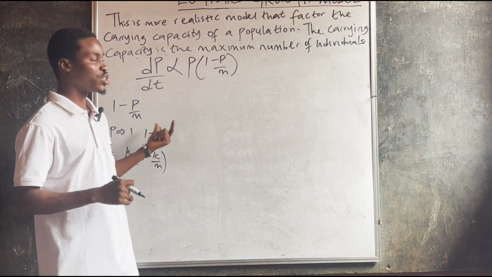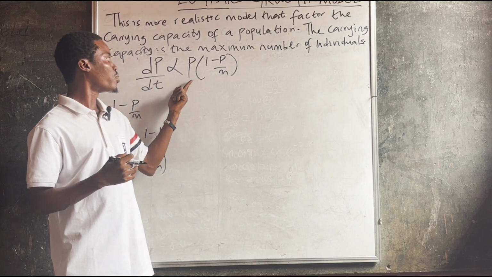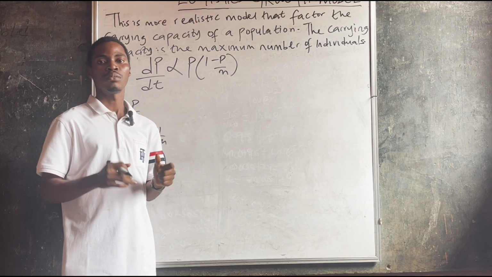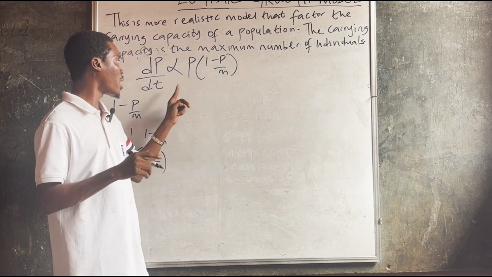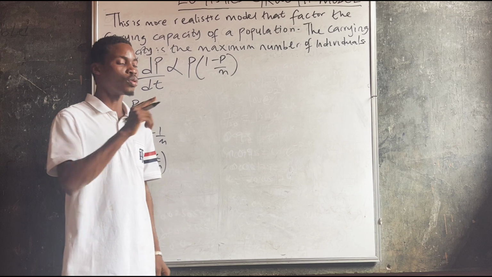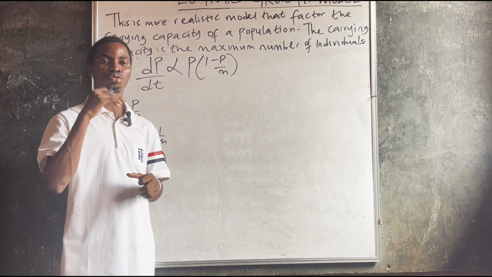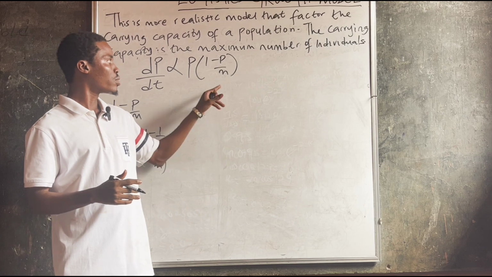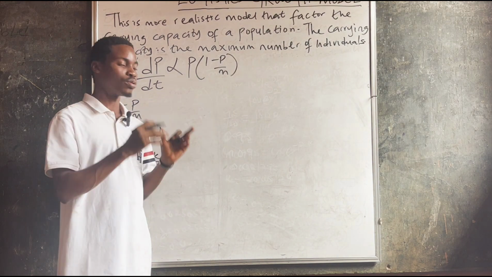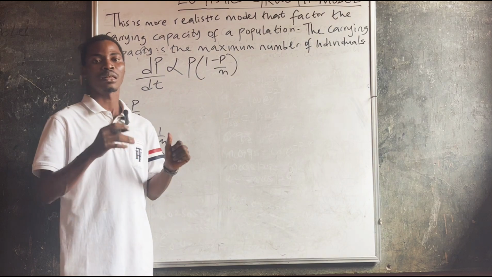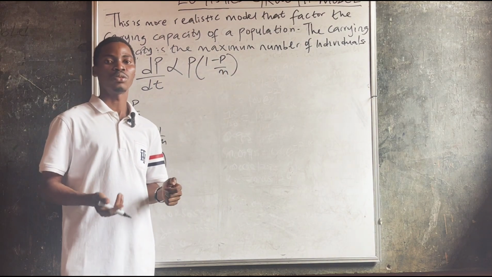When P is much smaller than M, that is, as P approaches M, what are we going to have? The growth rate is going to slow down. And also, when P is equal to M, that is, our 1 minus P over M is equal to 0.